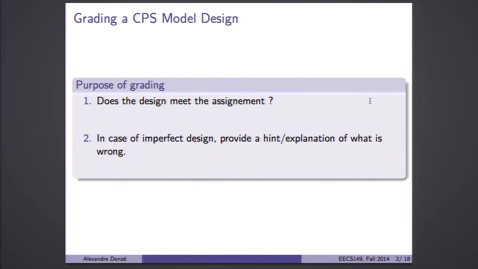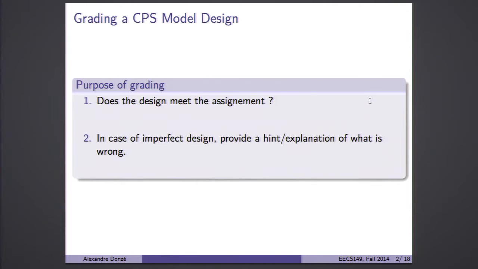And of course, students are not perfect, and they make mistakes, and it's our job, the job of the instructor, to help them understand what went wrong. So grading is not only verifying that the design worked or the problem was solved, but also, if it's imperfect, or even if it works, finding the imperfection in this design and trying to give feedback to the students. So if you have an imperfect design, then provide some explanation of what went wrong.